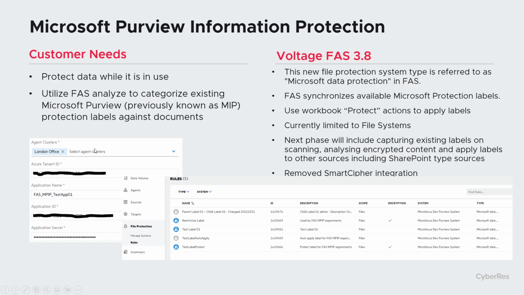To do that, you can go into the file protection system and manage the system, and you can put in the details. You need the tenant ID, application name, application ID, and application secret, and that will be available off your Azure tenant. And then once you've done that, it will automatically synchronize the rules.